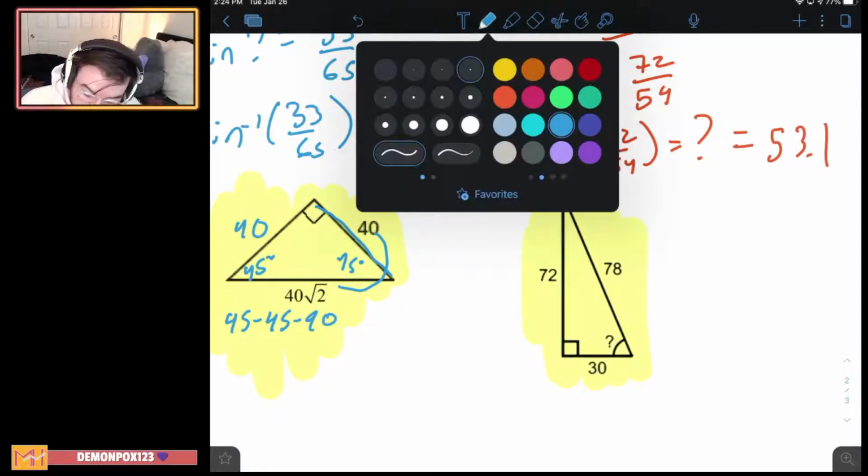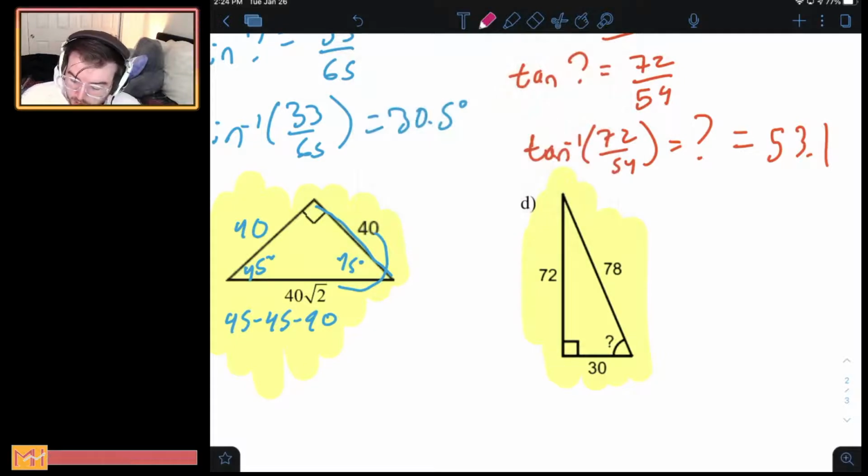So which one did you choose? I don't know which one you chose, but like I said earlier, I like sine, but I'll switch it up and use cosine. This side is the adjacent. This side is the hypotenuse. Cosine of the angle, who knows what it is, we'll figure it out in a second, is adjacent over hypotenuse.